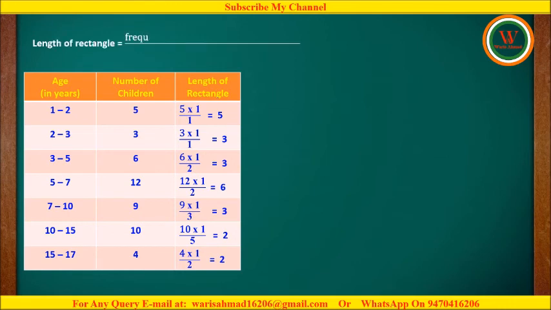Length of rectangle is equal to frequency of the class multiplied by minimum class size divided by class size of this class. If we consider the very first row, here the frequency of the class is 5. So I have written here 5. Now multiplied by minimum class size. Let us see, the minimum class size is 1. The difference between these two is 1. This one is also 1.